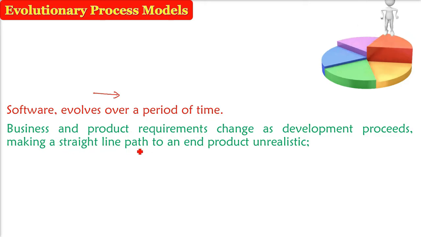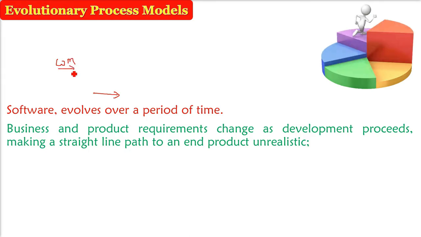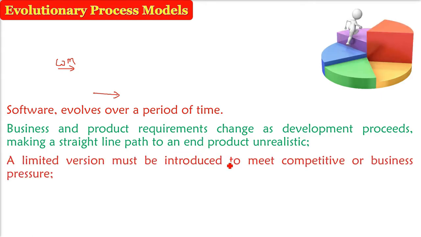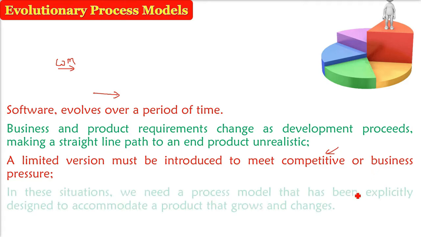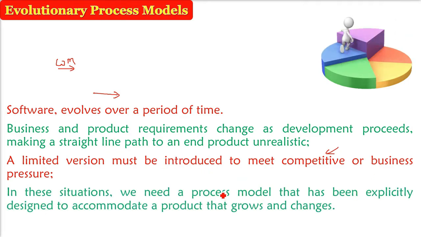For that, if you follow a straight line path, for example the waterfall model, making of an end product will be unrealistic in the present scenario. It will be very difficult. Today, whenever someone comes to you for software, for an app, or say a website, they need a certain limited version, a kind of prototype, a kind of working software. In this kind of situation, we need an SDLC or a process model that has been designed to incorporate the change, the growing nature of the product and the business needs of your customer.